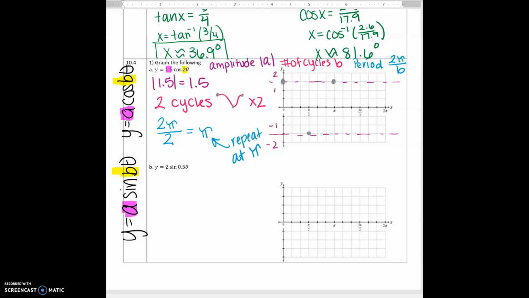So then I can kind of go in between. So it goes down to this one and then back up. And then that's 1 cycle and it does it again. So at 2 pi, it's going to be here. In the middle, it'll be back down here. And it goes up, down, and back up again. And that is that one's graph.